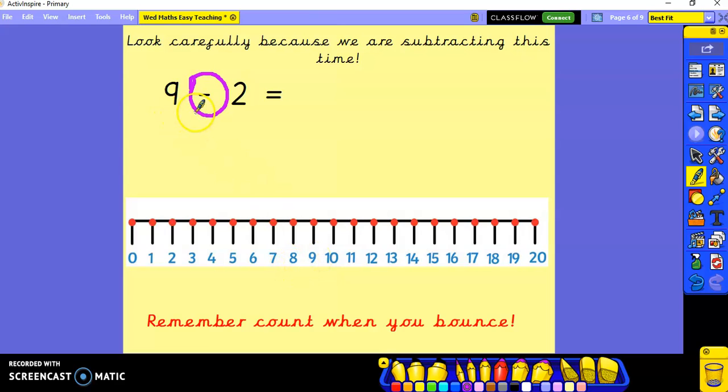So we have 9 take away 2. So I'm going to start on the number 9 and I'm going to take away 2. So I'm going to jump backwards along my number line, 2 jumps. Are we ready? Starting on 9, 1, 2. And my answer is the number 7.